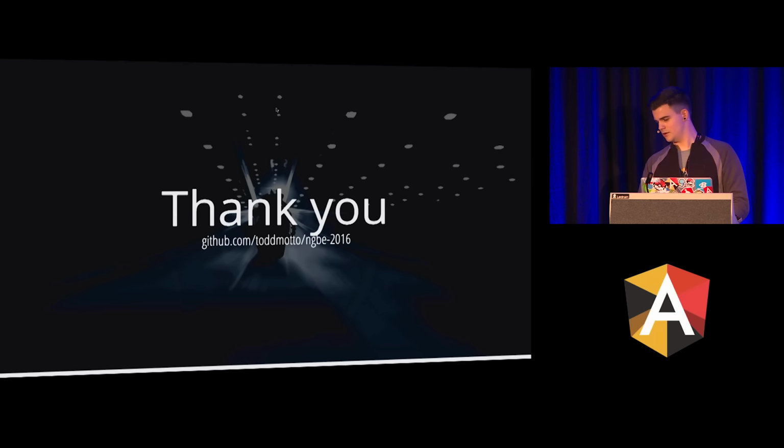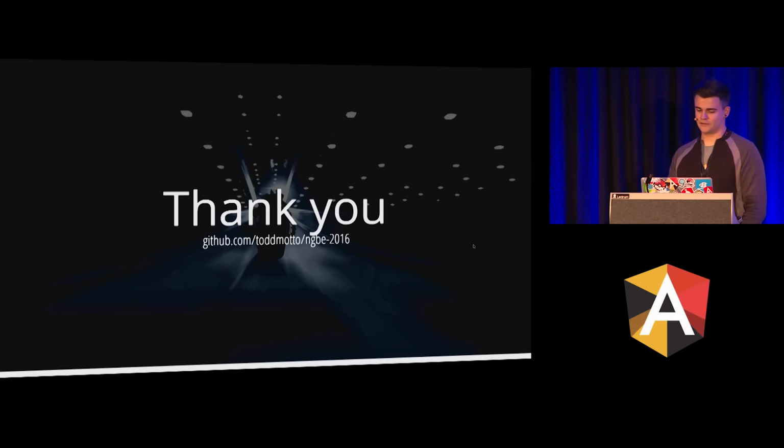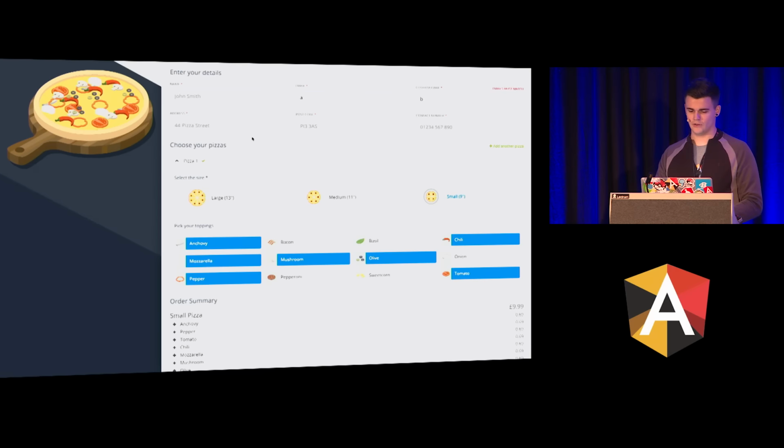I think I've got 2 minutes. It's red. That was kind of it. I know it's quite a lot to get through. I haven't posted the code yet, but it will be available. I'll tweet this link out and hashtag the NGBE, but the pizza app and all the demo code will be available on there.